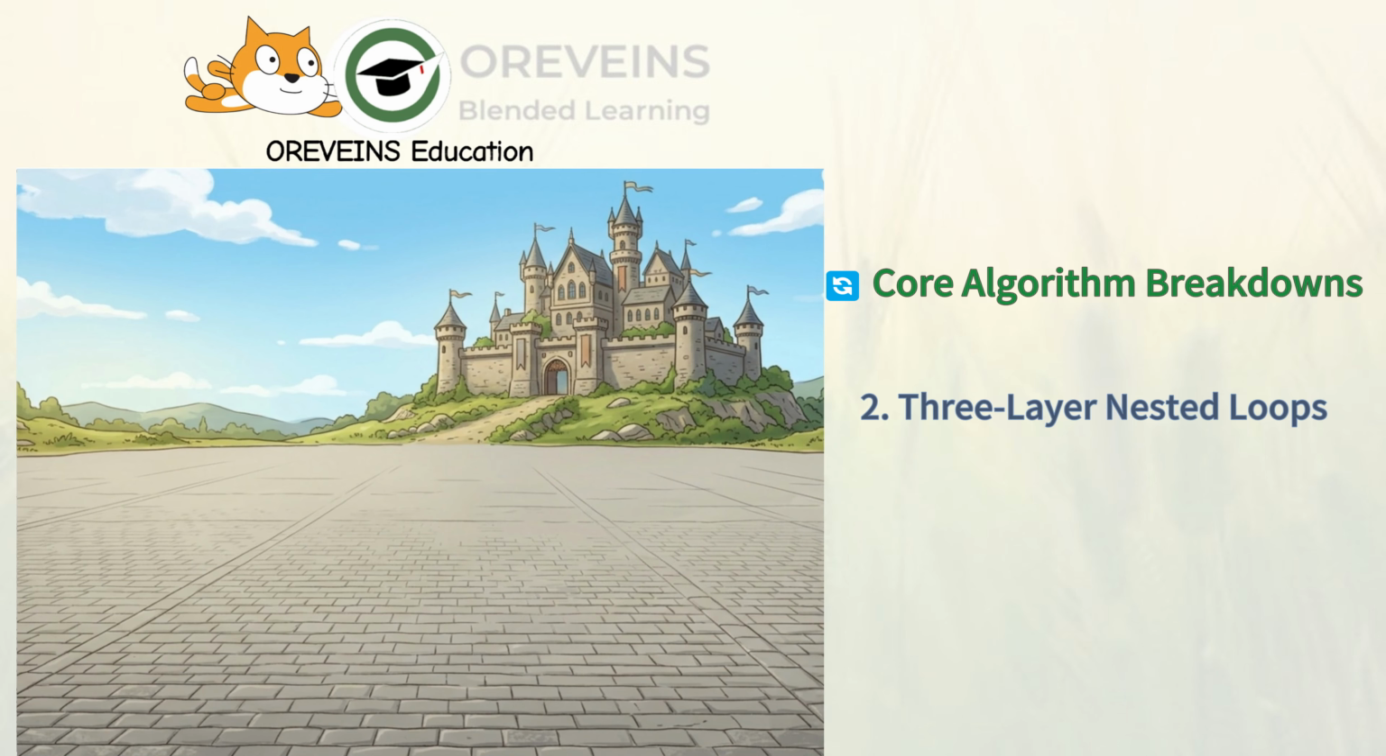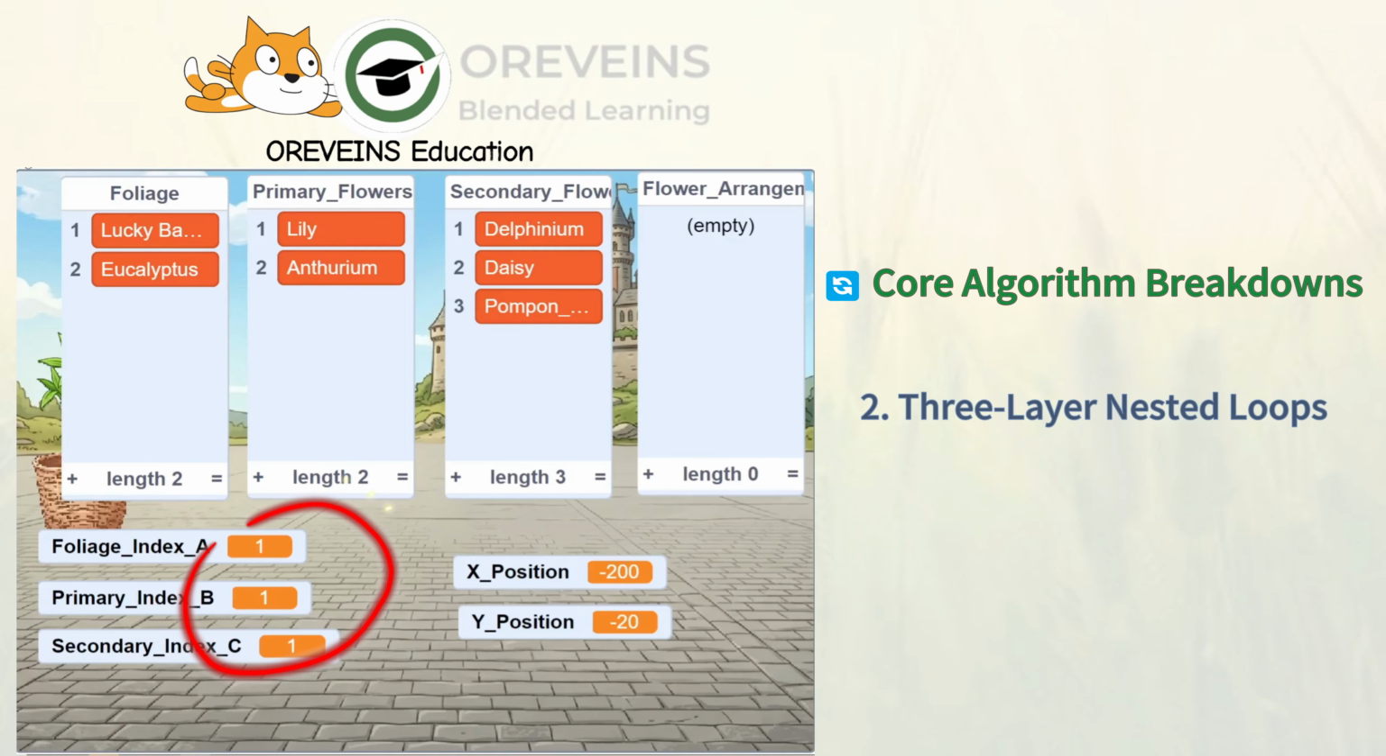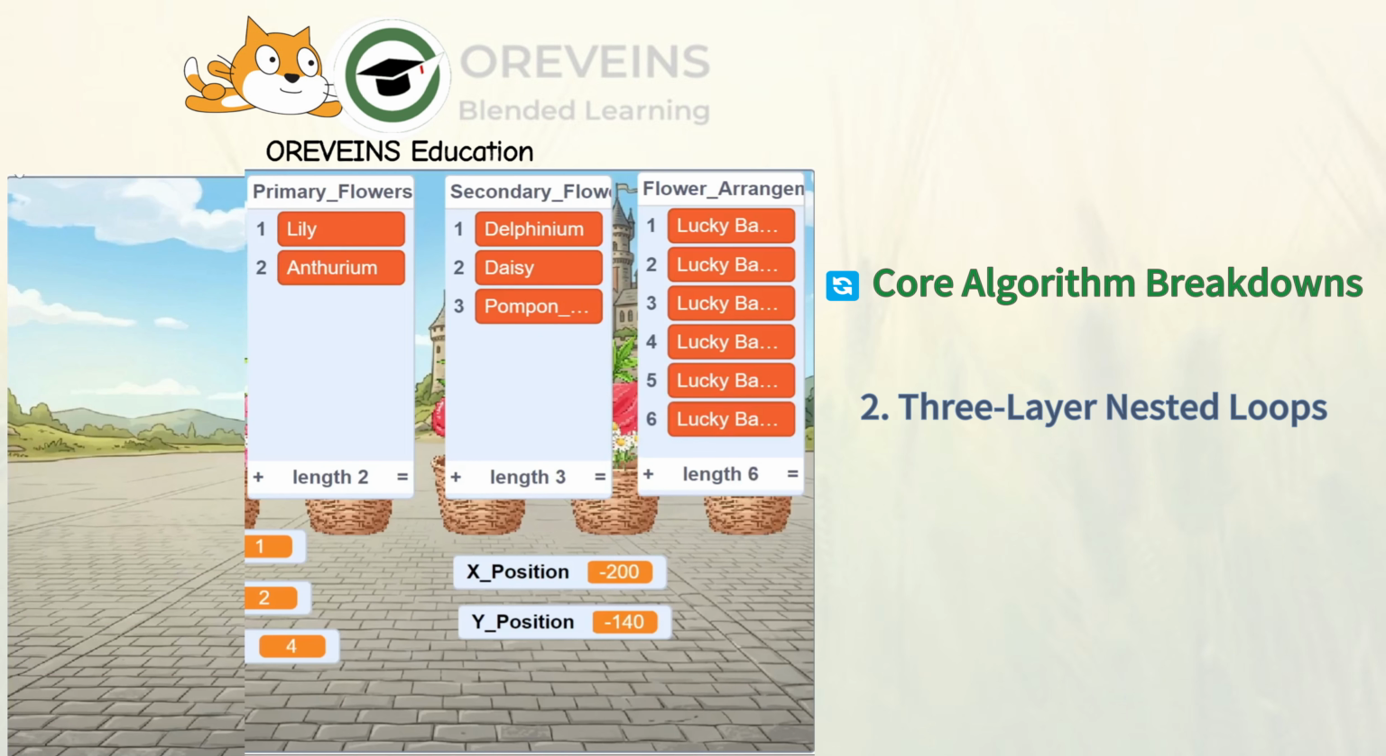2. Clockwork precision, the 3-layer nested loop mechanism. This is the heart of the lesson. To generate every possible combination without missing any, we nest 3 loops inside each other. The outer loop handles the foliage, 2 options. The middle loop handles the primary flowers, 2 options. The inner loop handles the secondary flowers, 3 options.